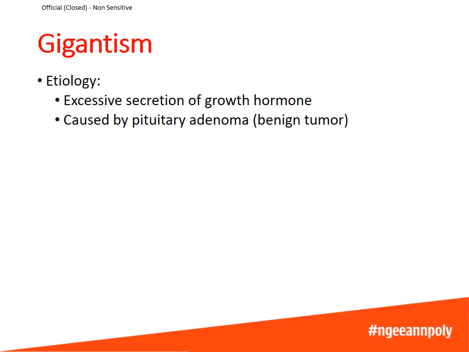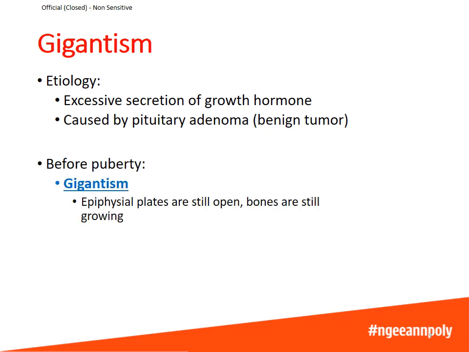Excessive secretion of growth hormone can be caused by a benign tumor of the pituitary gland. This tumor overproduces growth hormone. If this happens before puberty, it results in gigantism. Before puberty, the epiphyseal plates are still open.